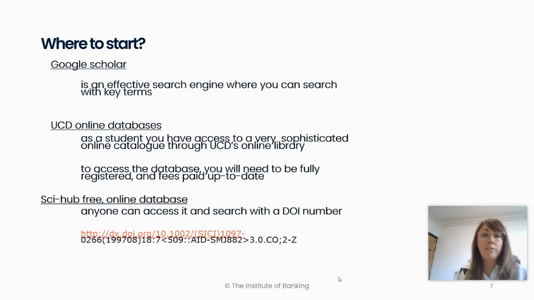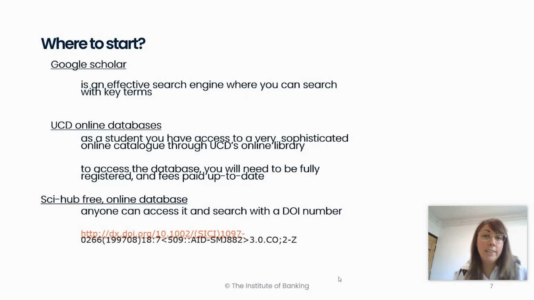Students often ask, where will I start my research? I think Google Scholar is a fantastic search engine to start your research with. On Google Scholar, you can put in key terms and it will give you a lot of different resources to help you with your research. I would highly recommend using it at your initial research stage. And then you can move on to a more sophisticated way of researching, which is the UCD online databases.